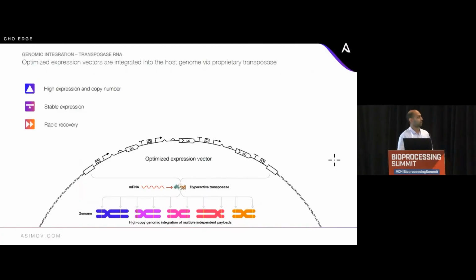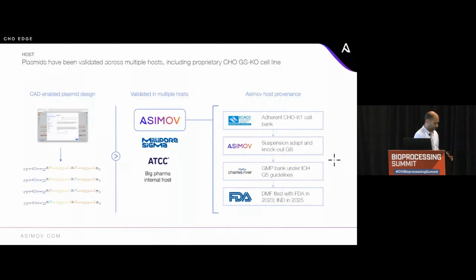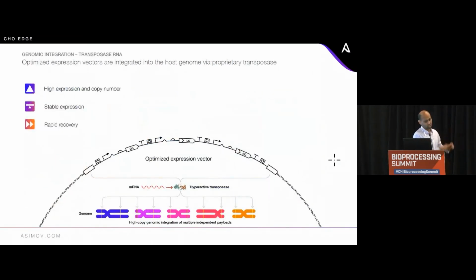But what we found is we're able to drive high copy, in some cases 60 copies, and stable expression with very rapid recovery. Our new transposase can recover within a week or two to get a stable pool with a high titer. The way transposases work is via a cut and paste technology, where you can cut out the recognition sites and then paste back into various parts of the genome. So that's the vector and the integration.